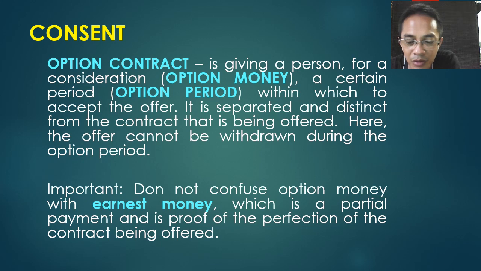The difference between option money and earnest money. Earnest money is down payment. This is part of the original contract, which is the offer to sell the cellphone for 10,000. Then you made a down payment of 1,000. Okay. The 1,000 is called earnest money. This is proof that there was a perfected contract that was offered. Unlike option money. Option money is payment for the option contract, for the option period. Okay. Take note always of the difference between option money and earnest money.